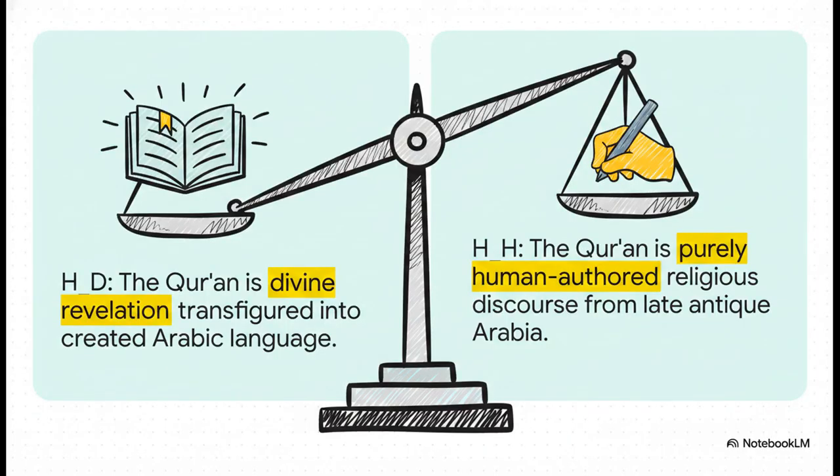Okay, so what are the two teams in this tug of war? On one side, you have Hypothesis HD, the idea that the Quran is a divine revelation. And on the other side, you've got HH, the idea that it's a purely human-authored text from that specific time and place in history. The entire model is built to see which of these two stories makes more sense of the patterns found inside the book.